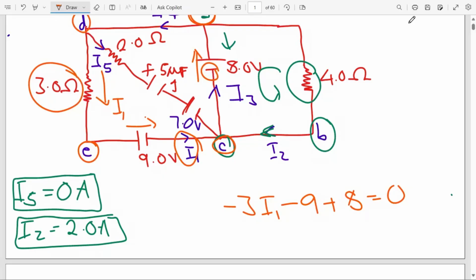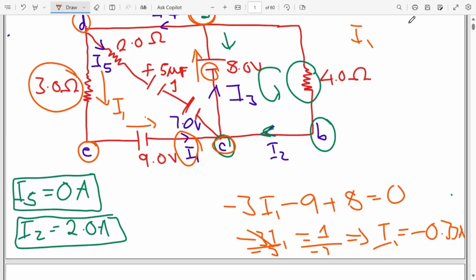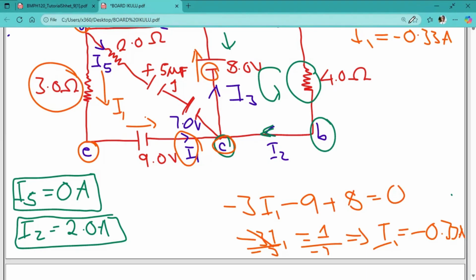So we're going to have our negative 3 I1 being equal to minus 9 plus 8. This is minus 1. This is going to give us 1 over minus 3, even here over minus 3. Therefore, our current 1 will be equal to negative 0.33 amps. So I'm also going to write this one here on the corner: I1 will be equal to negative 0.33 amps, like that. Okay, so we've solved for the third one.